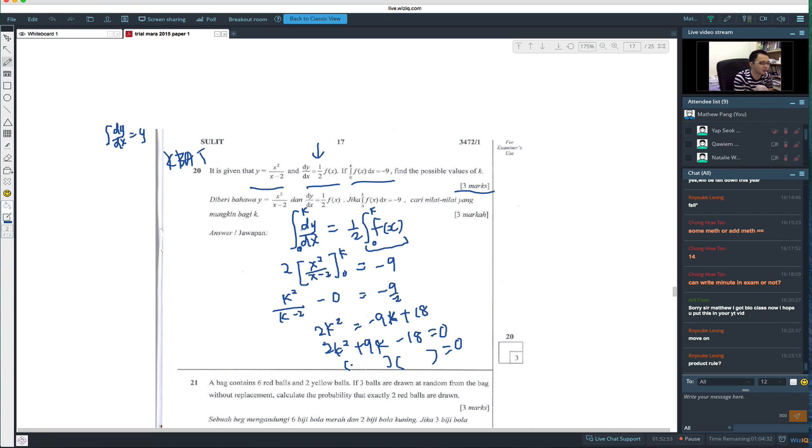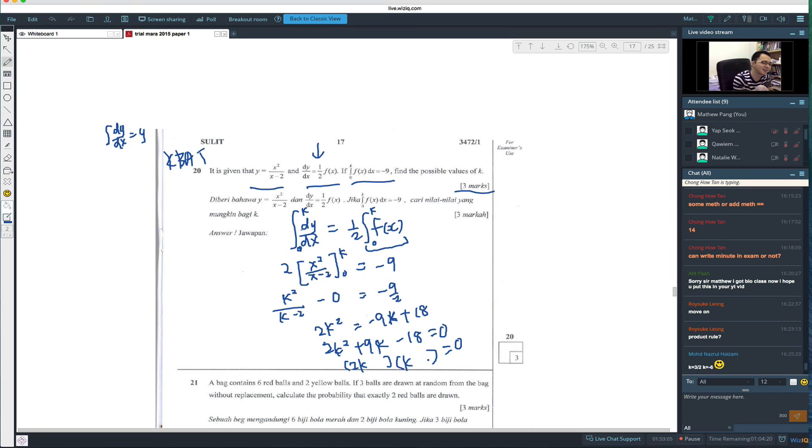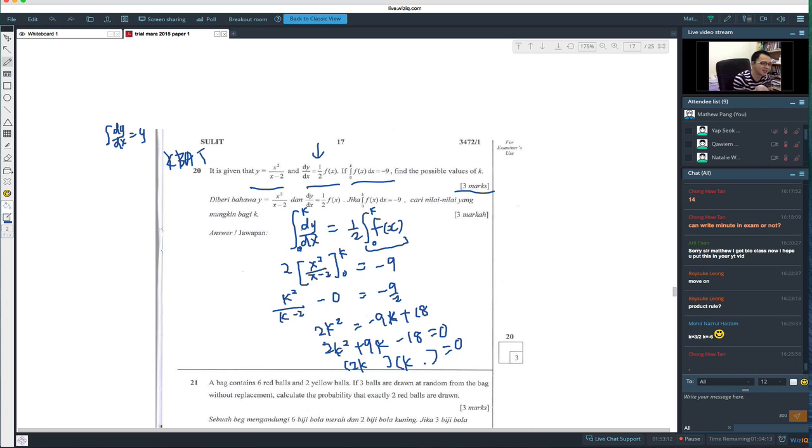So this one is 2k, this one is k. I will get 18. I will use 9, 3 and 6. 6 is 18, 18 minus 3, 3 and 6, 6 is 12, yeah, correct. 3 and 6. So I want to get positive 9k, so this one will be positive, this one will be negative. Therefore, k will equal 3 over 2, or k will equal negative 6.